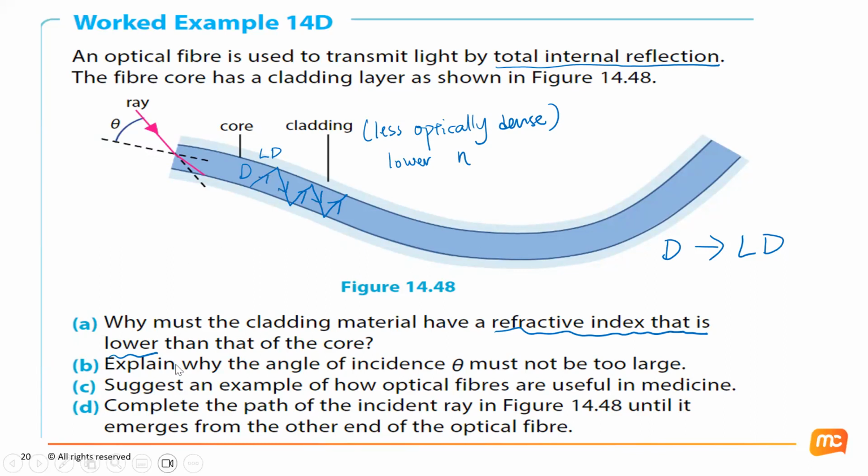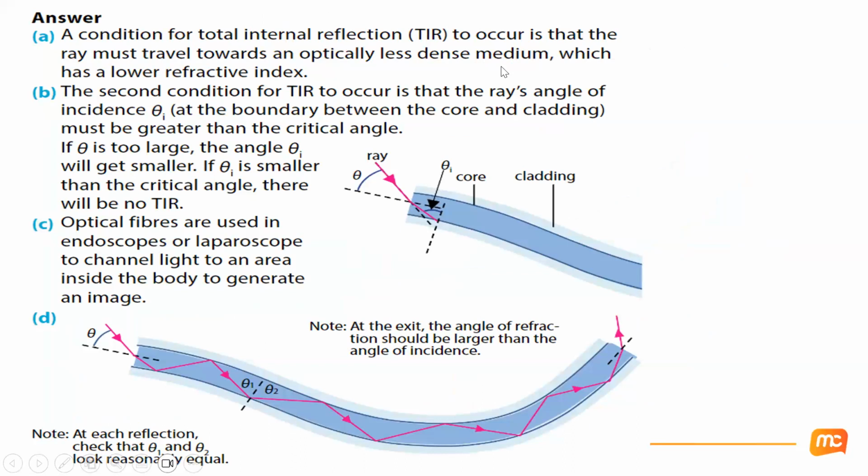Next one, explain why the angle of incidence must not be too large. So the angle of incidence is here. You should know that if I increase the angle of incidence, then my angle of refraction, which is here, will also become bigger. If my angle of refraction becomes bigger, what is going to happen? I go to the answer key over here. The conditions for TIR to occur are that light must travel from a denser to a less dense medium. So the cladding must have a lower refractive index.